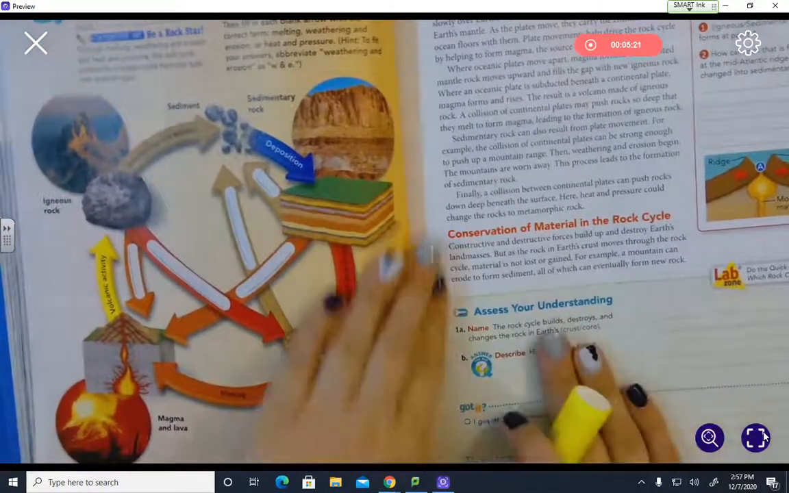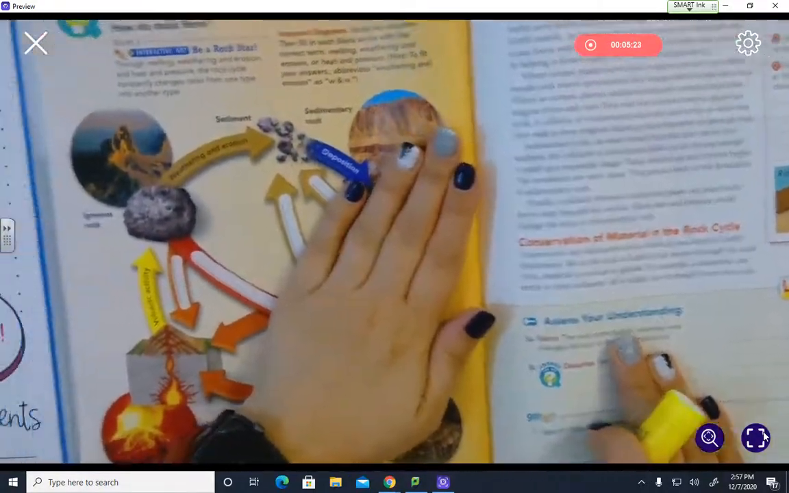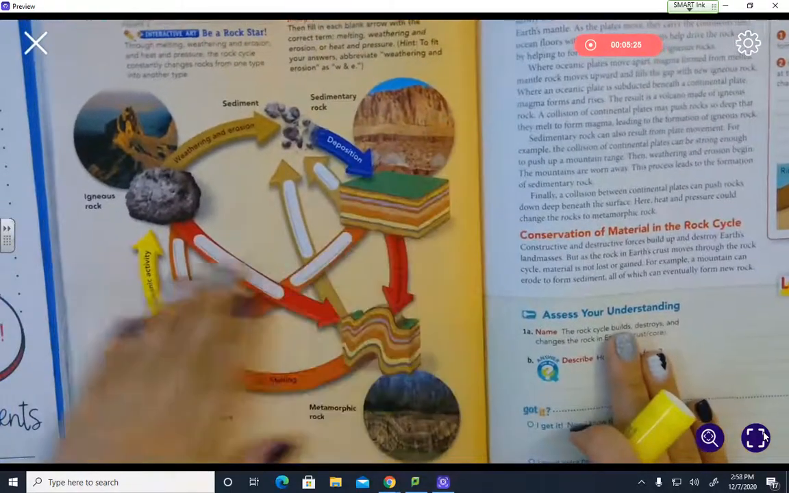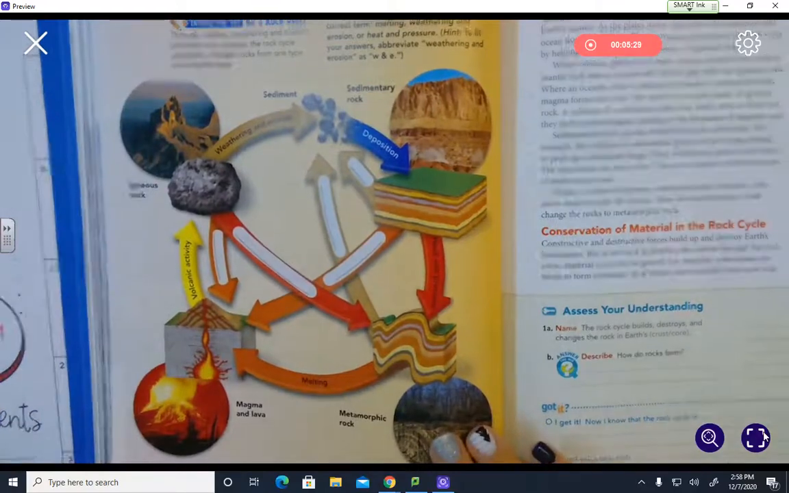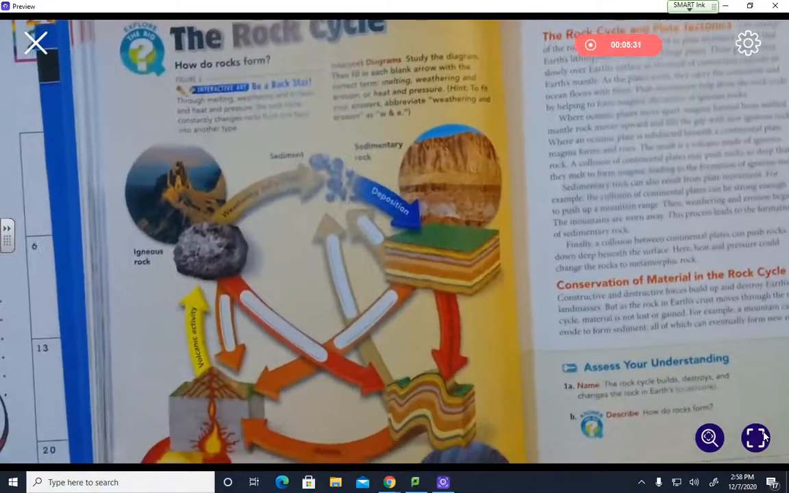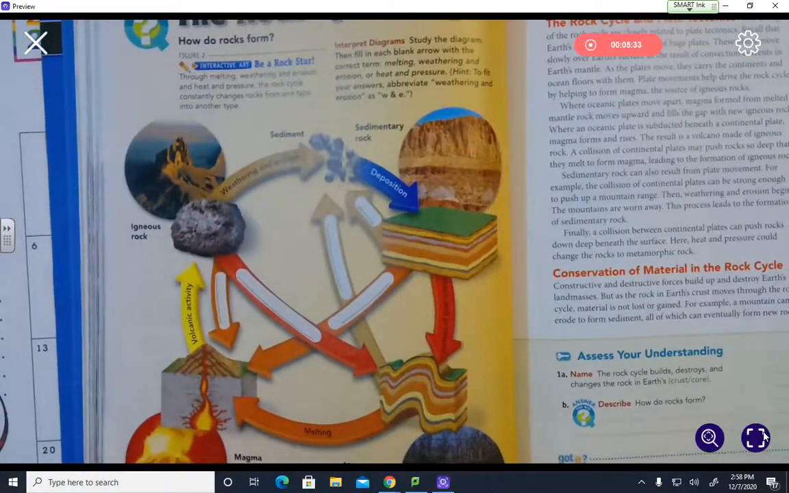So here is a diagram of the rock cycle. It's kind of hard to see the diagram and the directions. I'm sorry. I'm trying.